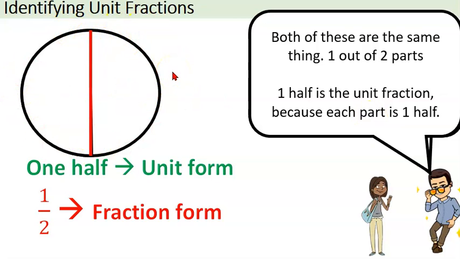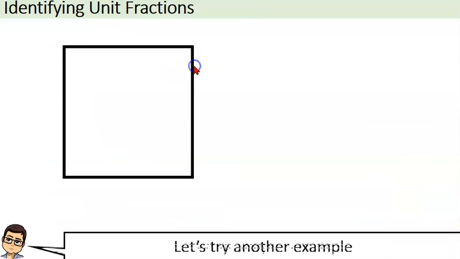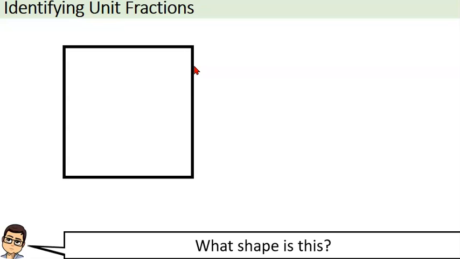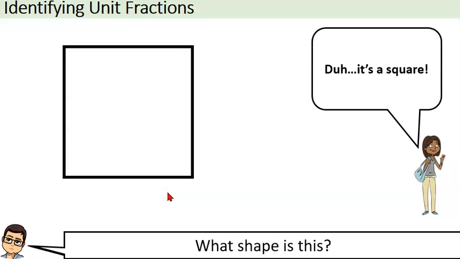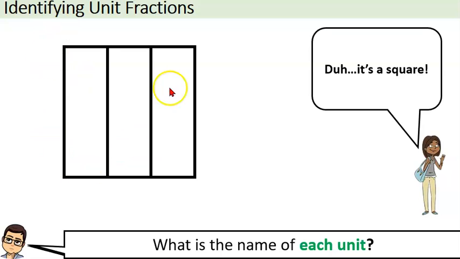Let's try another one. I know it might be a little confusing, but let's try another one. Here's a shape. So what shape is this? Here's our person with all the answers today. She says it's a square. Yeah, it's a square. Let's keep going. If I cut it like this, what's the name of each unit? So what are each one of these pieces?